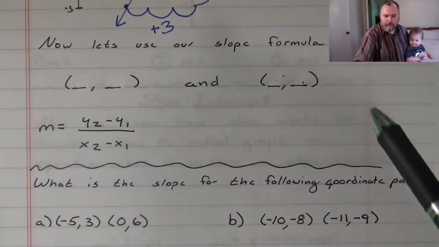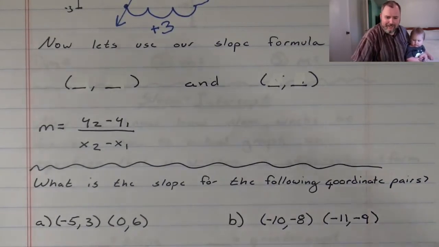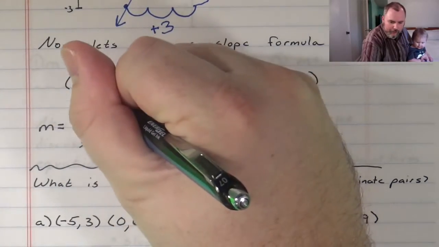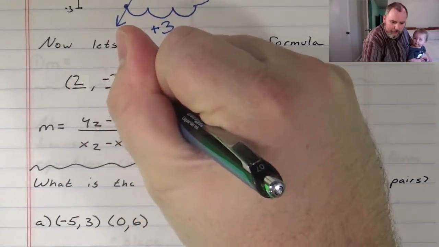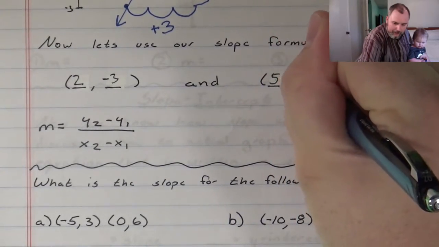All right, so let's look at those same points that we just did in the last clip, and we're going to actually use the equation. So we used (2, -3), and we had (5, 3).